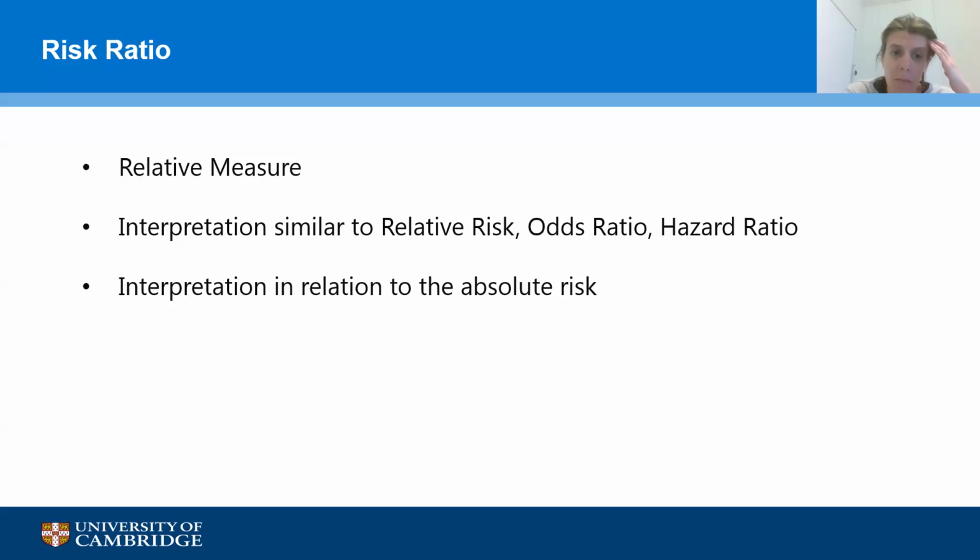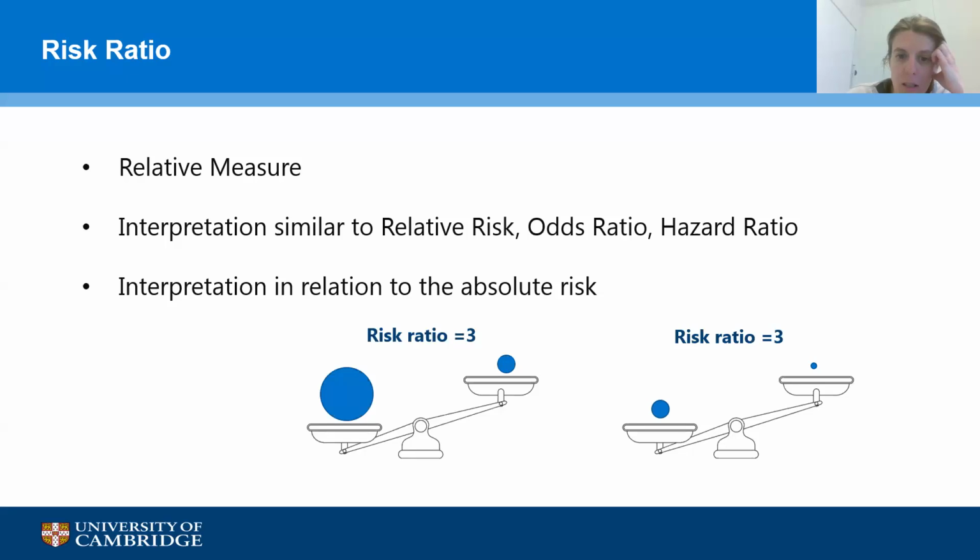And I always want to remind you that the interpretation of the risk ratio needs to be done also in relation to the absolute risk. Let me try to explain this. As you can see, here I'm comparing this group compared to this group, and in this case, we have a risk ratio of 3. Think of this ball here on the left as the absolute risk, and I'm comparing it with the absolute risk in the other group. The risk ratio is 3, also in this population, where this is the absolute risk in people exposed, and this is the absolute risk in the people unexposed.